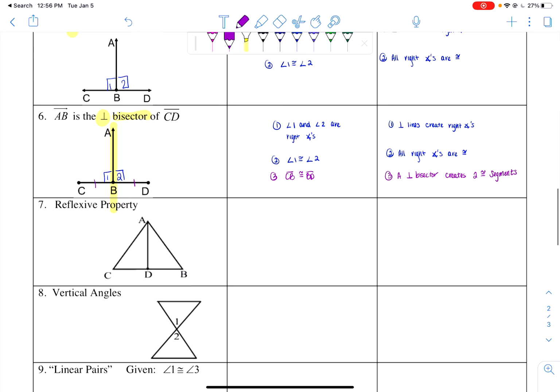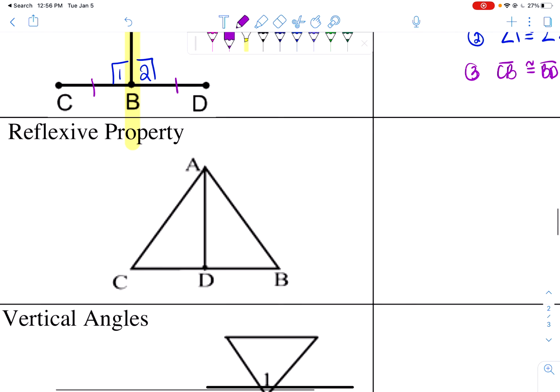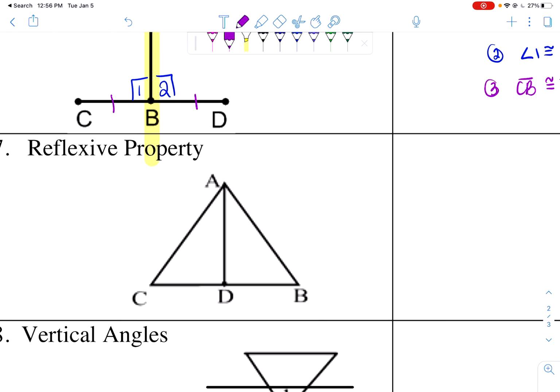Now the reflexive property. So this is never given to you. You actually get this from the picture. So this happens when you share something in common. So if I look, I have a bunch of triangles. I have actually 3 triangles. I have my whole triangle. I have this triangle. And then I have this triangle. So I have 3 triangles.